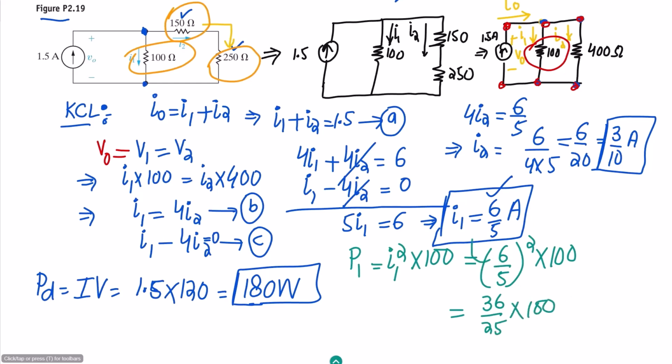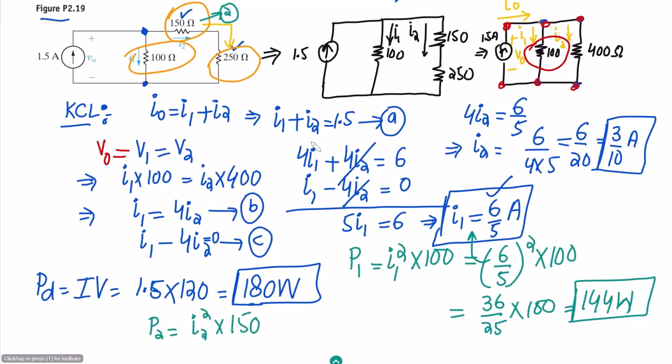Okay, where did I get it from? So it is written here, so it will be 144 watts. So the value of P1 is known. Let me call it P2. So the value of P2 is what? The value of P2 is I2 square into 150. And the value of P3 is here.